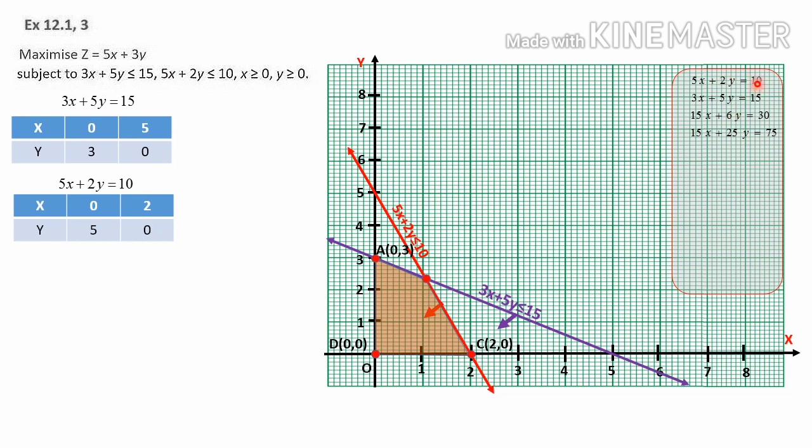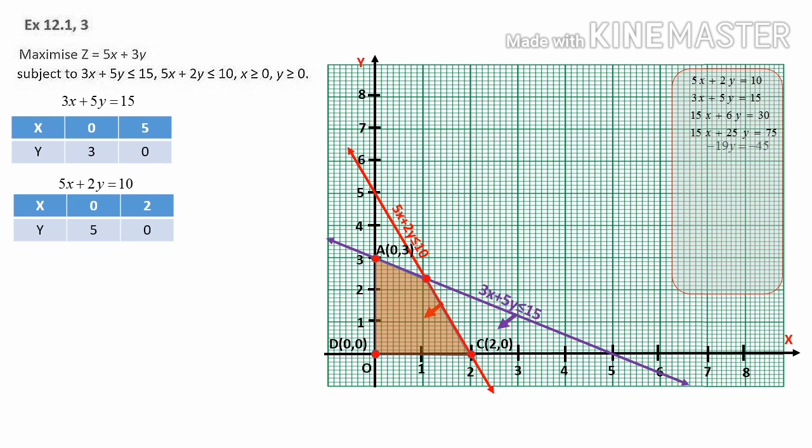Then here 3 into 10, that is 30. Next equation I am just multiplying with 5. 5 into 3 is 15, 5 into 5 is 25, 15 into 5 is 75. Now you see two coefficients are same, so we can eliminate x.